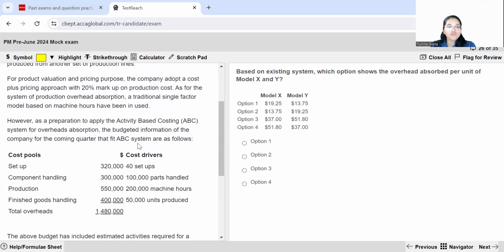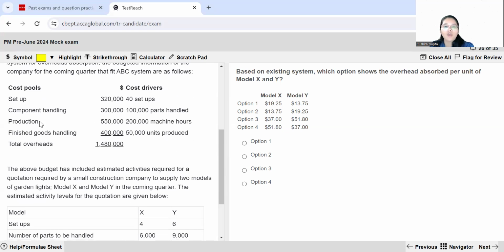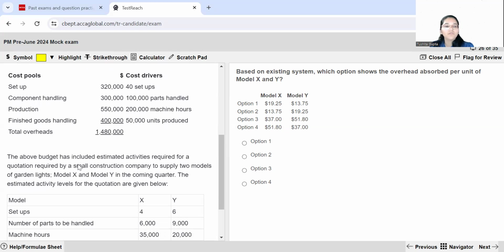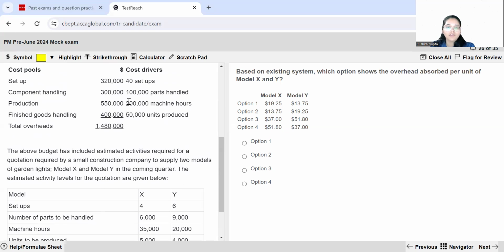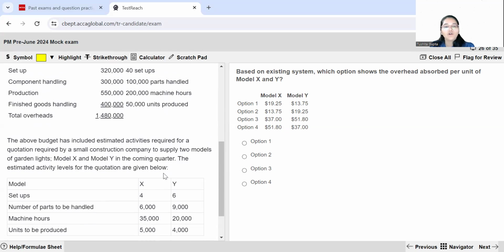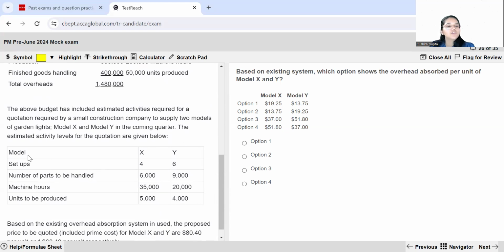As for the system of production overhead absorption, a traditional single factor model based on machine hours has been in use. However, as a preparation to apply ABC system for overheads absorption, the budgeted information of the company for the coming quarter that fit ABC system are as follows. So you have the cost pools, you have the cost drivers. The above budget has included estimated activities required for a quotation required by a small company to supply two models of garden lights, model X and Y. So out of these 200,000 machine hours that we have in total, this order is also included in this. So the estimated activity levels of the quotation are given below, X and Y.